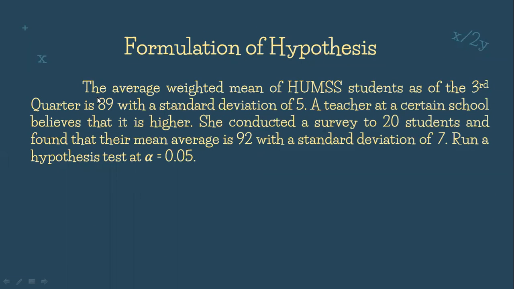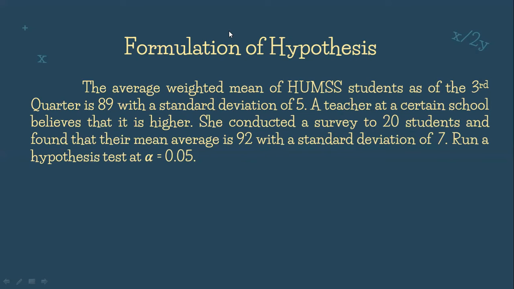So example number 3. The average weighted mean of UMS students as of the third quarter is 89 with a standard deviation of 5. A teacher at a certain school believes that it is higher. She conducted a survey to 20 students and found that their mean average is 92 with a standard deviation of 7. Run a hypothesis test at a level of significance of 0.05.